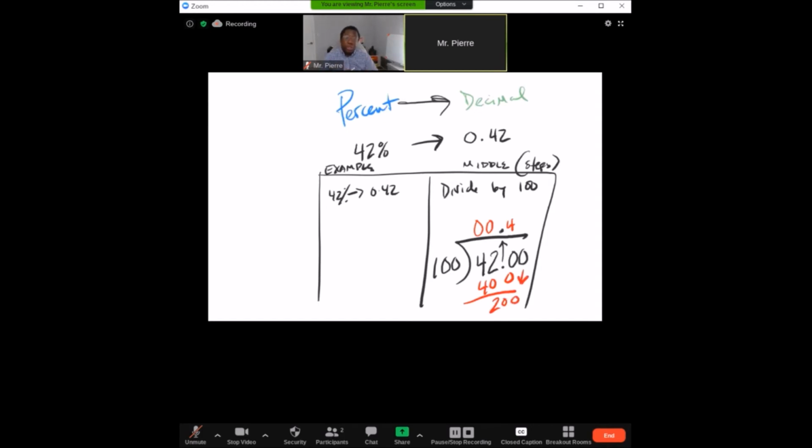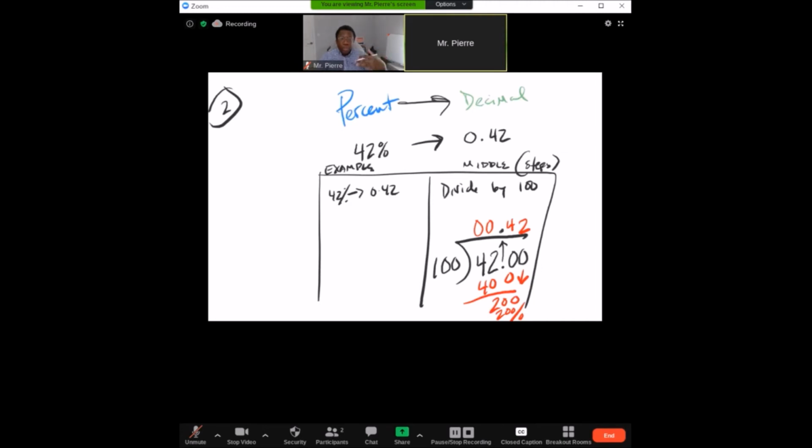How many groups of 100 can we subtract from 200? That'd be 2. Then we are left with nothing at the end. And so that's how we end up with 0.42. We divide whatever is behind the decimal, which goes inside of the house, and then we're dividing that by 100. Great. So this would be in spot number 2.